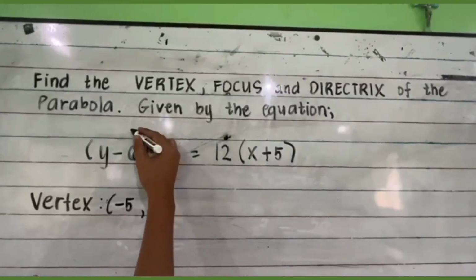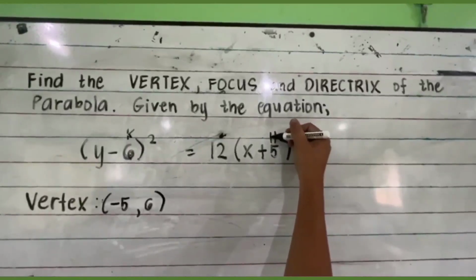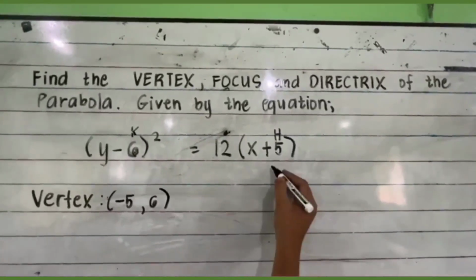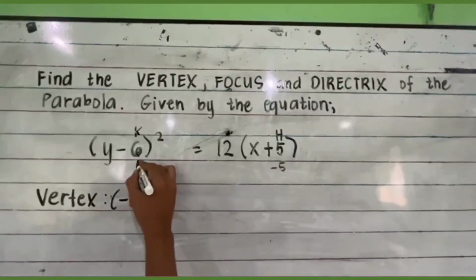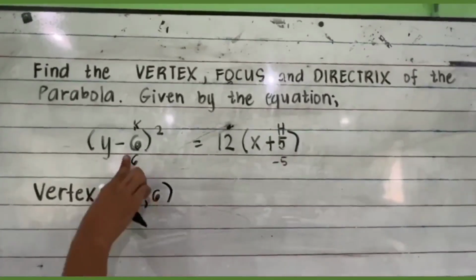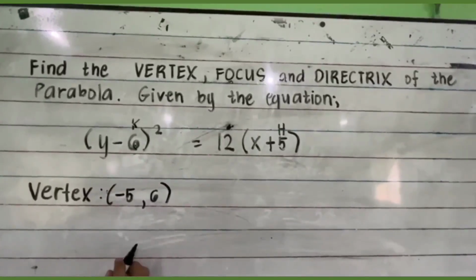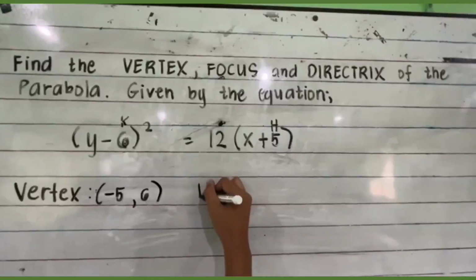Y is our positive 5 became the negative 5. First, y is always with k, while x is always with h. When writing the vertex, you need to change its signs. Hence, negative 5 and positive 6.